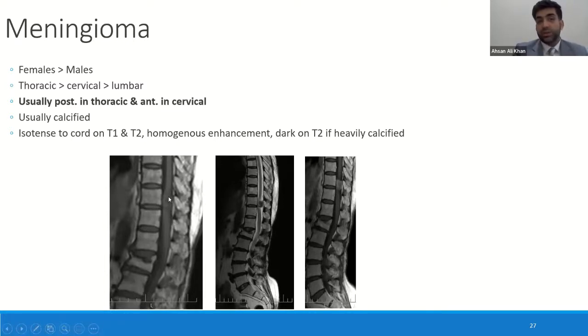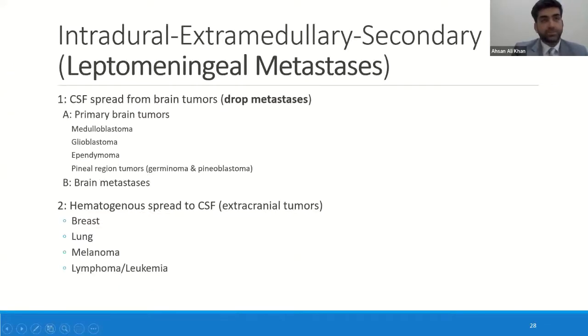When you look at the imaging, they are iso-intense to the cord. This is a T1 meningioma. You can say it's almost iso-intense to the cord. And here also, if you look at this one, it might be calcified, so it's darker as well. And the enhancement is very homogeneous here. So they are iso-intense on T1 and T2 to the cord, but they can be darker on T2 if they're heavily calcified. And the enhancement will be homogeneous in meningiomas.